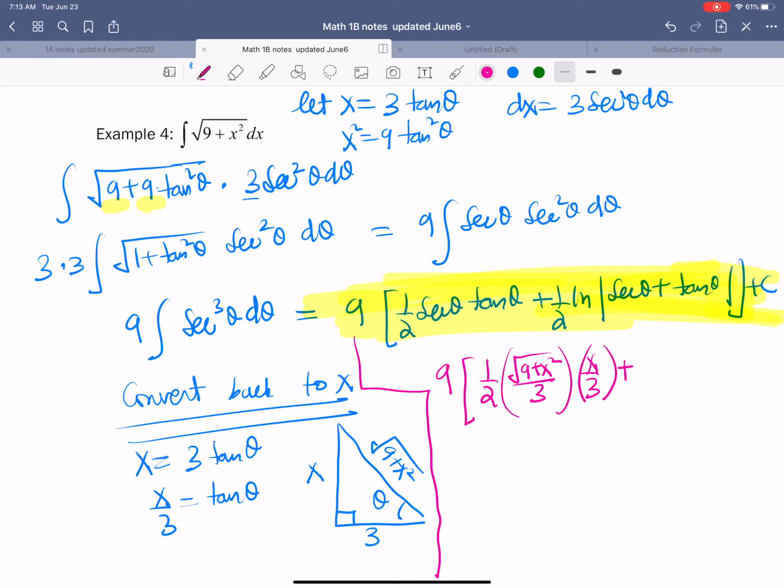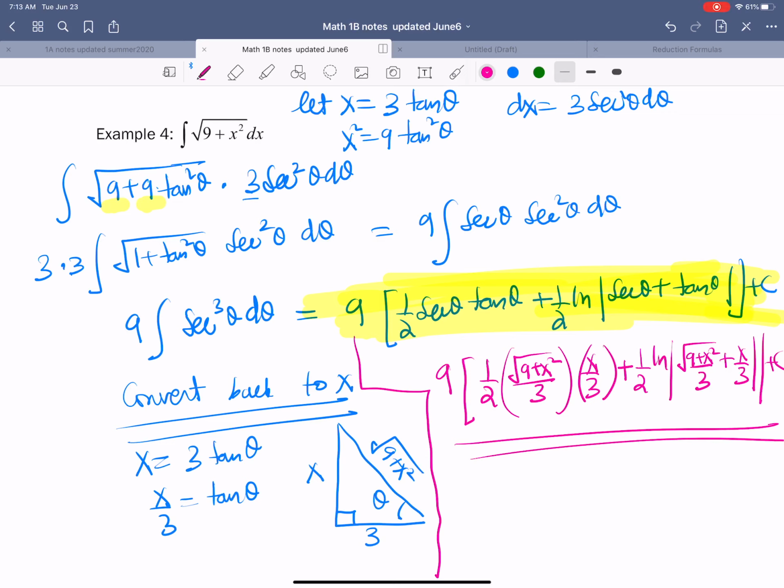Plus 1/2 natural log of secant theta, which is the square root of 9 plus x squared over 3, plus tangent theta, which is x over 3, plus C. And that's what our integral comes out to be. Go ahead and simplify, distribute the 9 inside, and I believe the 9 is going to cancel in the first portion of our integral. Okay, so I'm going to leave it at this point. I leave the last step of simplification for you to try.